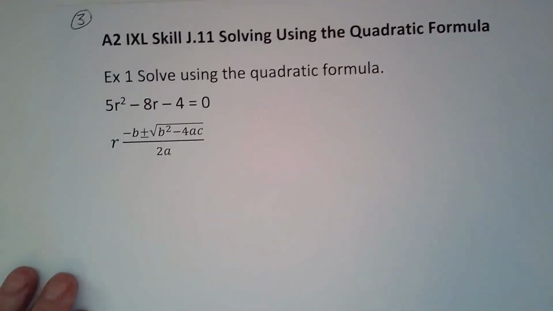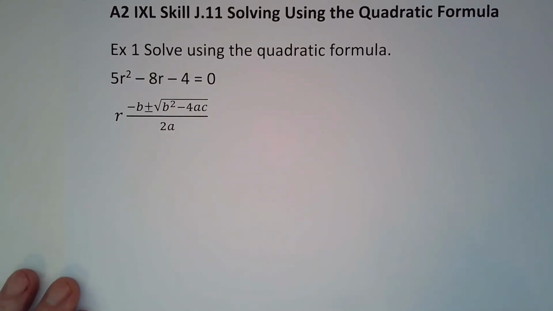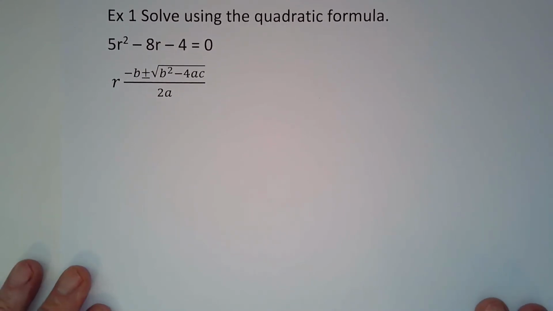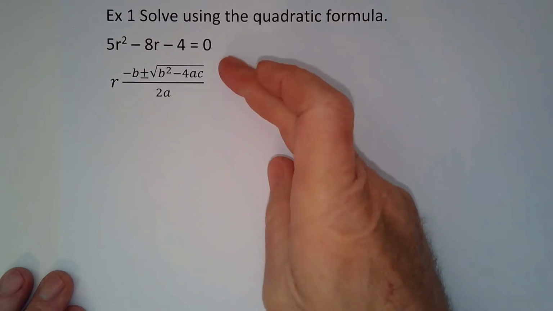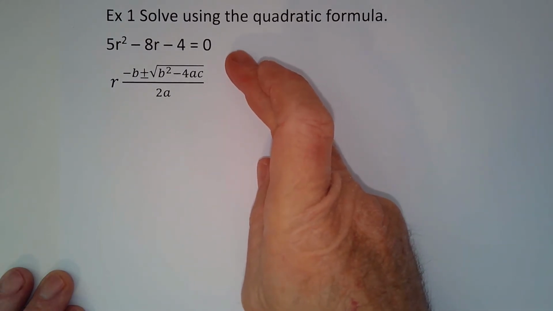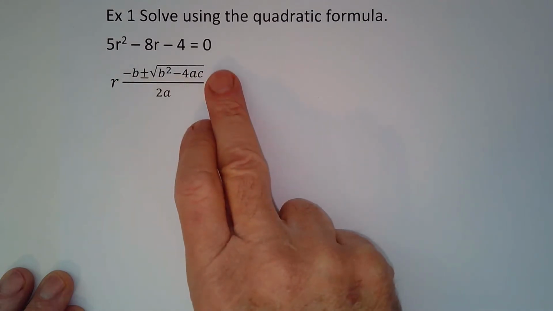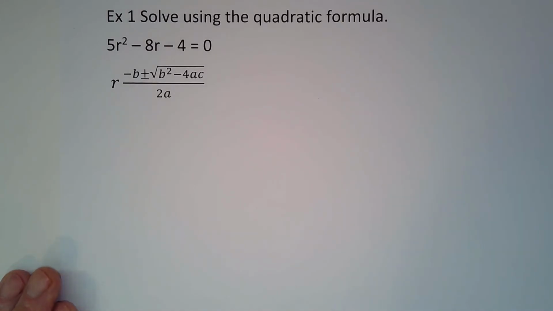So this is our problem that we're going to work as an example. You're going to solve this using the quadratic formula. Here's the equation. It's solved for y equals 0, and that's the standard form of your equation. So you can just find your a, b, and c. I'm going to go ahead and do that.